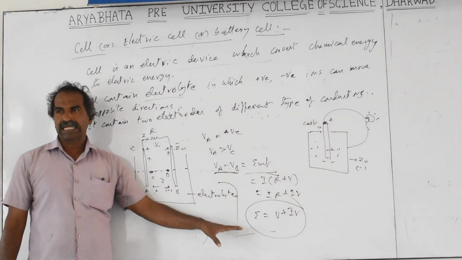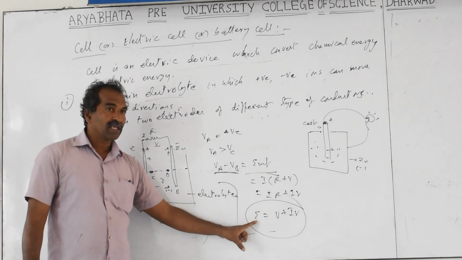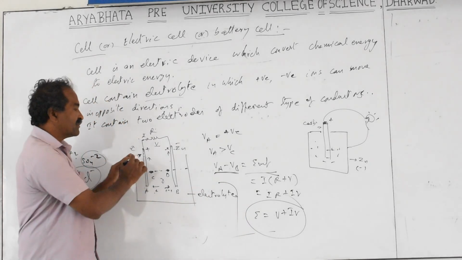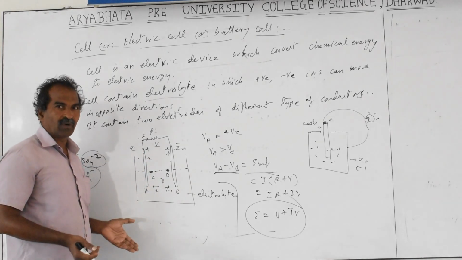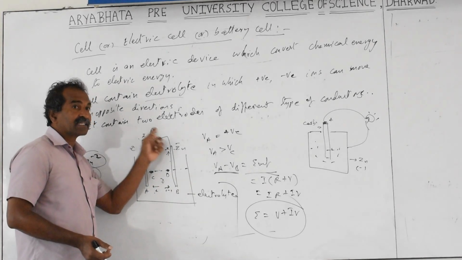I will repeat this again in the next class. Here, EMF is what? EMF is the potential difference of a cell when current is not there. That is actually the total voltage. It is nothing but total voltage. What we are seeing is when current is not passing.